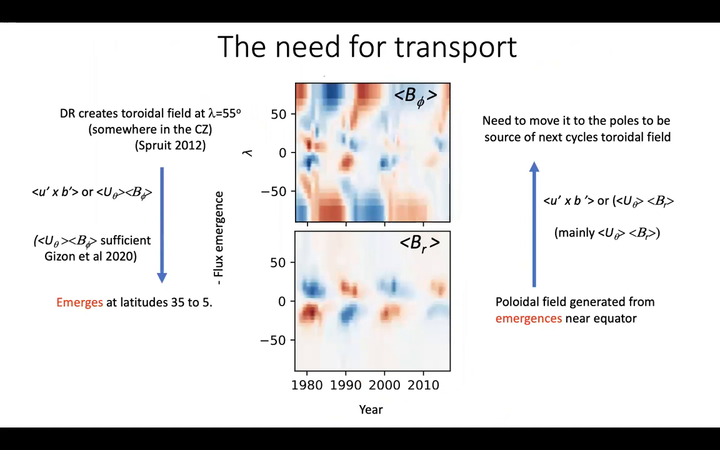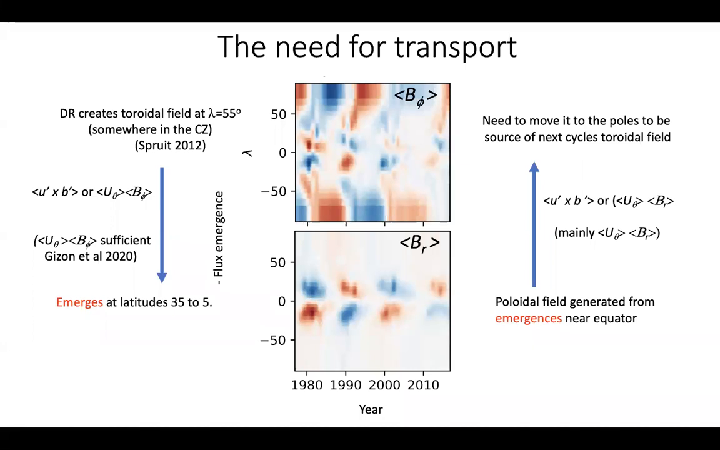Of course, the budgets paint a very nice picture of the fluxes present in both hemispheres, but you need to move those fluxes around if you actually want to reproduce what we see on the sun. In particular, the differential rotation acting on the radial field creates toroidal field at about 55 degrees. This was explained by Sprout in 2012. It's just because this is where the differential rotation has a nice strong gradient. And we see the emergences at 35 to 5 degrees latitude, so close to the equator.